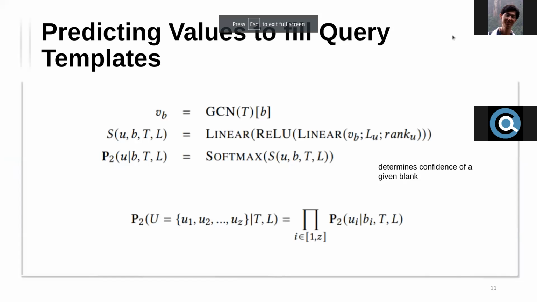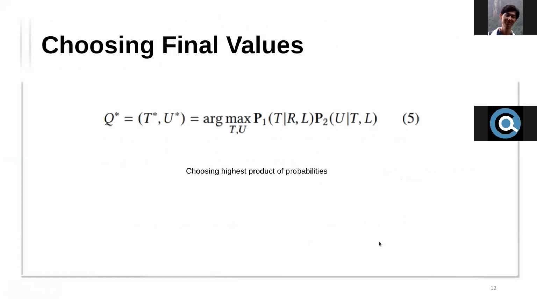Right. So where we last stopped is predicting the individual value for the blank. This is given by P2 here, right? The final probability for the whole set of values will be the product of each of them. And then finally, we choose the ones with the highest probability. The output can be top K, so it can be a few templates, each with a few options. The paper chose the top 5 for the output.